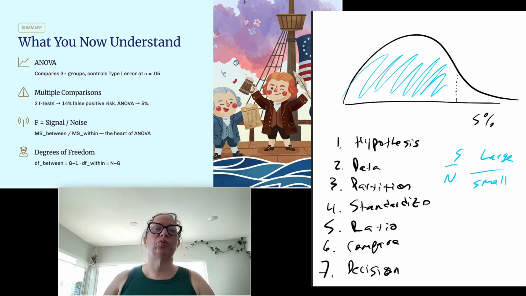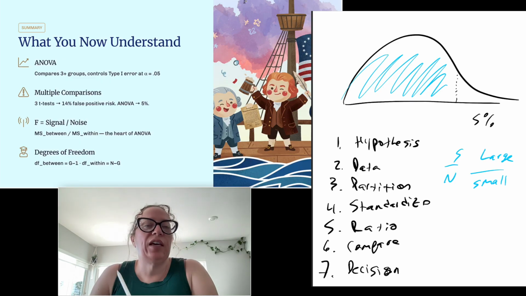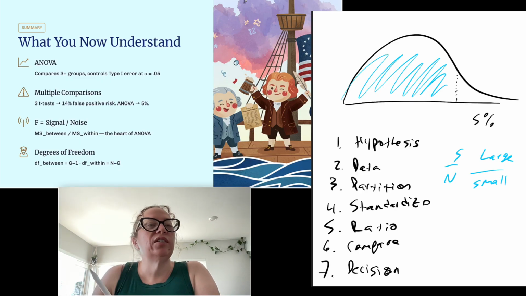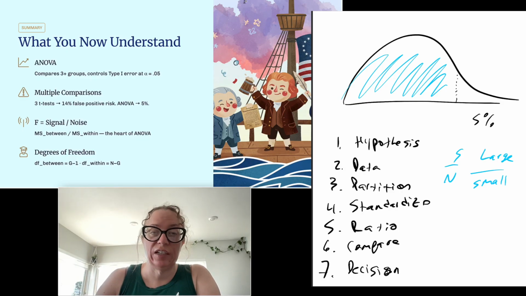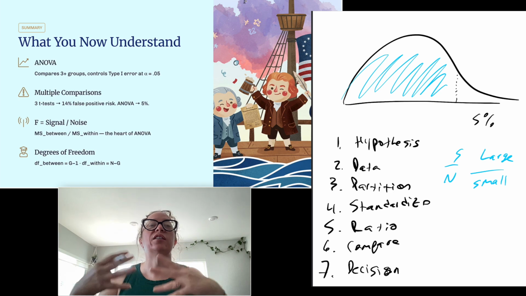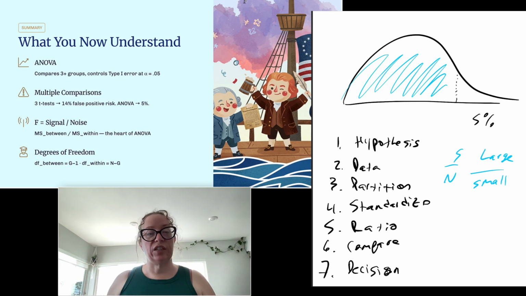All right, so now let's look at what you understand. So what is the ANOVA? The ANOVA is the analysis of variance. It's a test for comparing 3 groups simultaneously. It follows the same logic as t-tests, but it extends to multiple groups, okay? And we use it because it controls for type 1 error, the false positives. It doesn't inflate the chances of getting an error like multiple t-tests would.